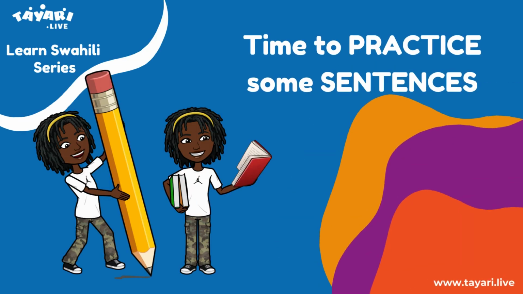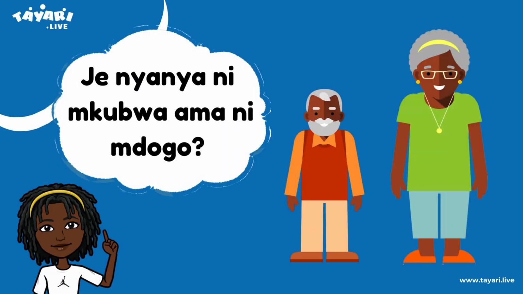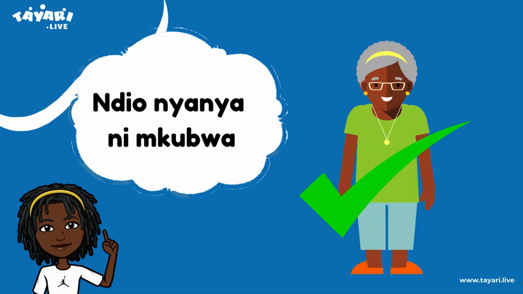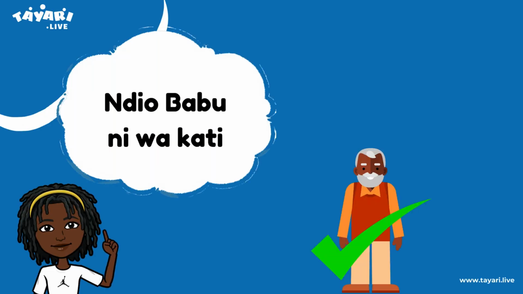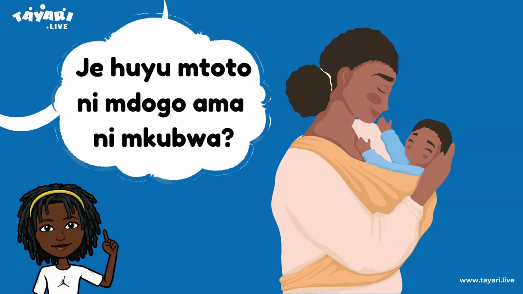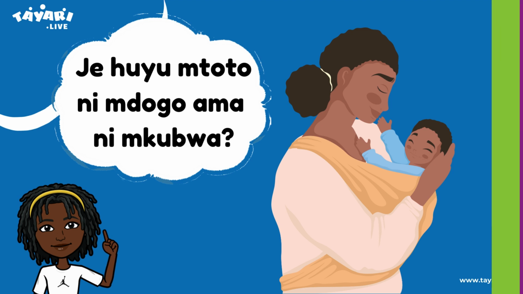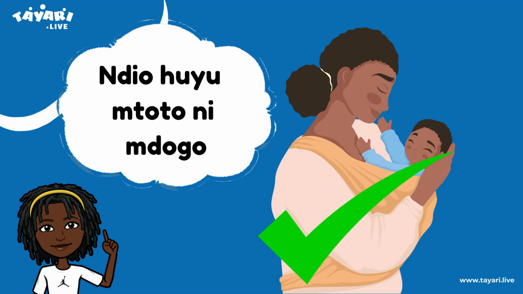Time to practice some sentences. Je, nyanya ni mkubwa ama ni mdogo? Ndiyo, nyanya ni mkubwa. Je, babu ni wa kati ama ni mdogo? Ndiyo, babu ni wa kati. Je, huyu mtoto ni mdogo ama ni mkubwa? Ndiyo, mtoto ni mdogo.